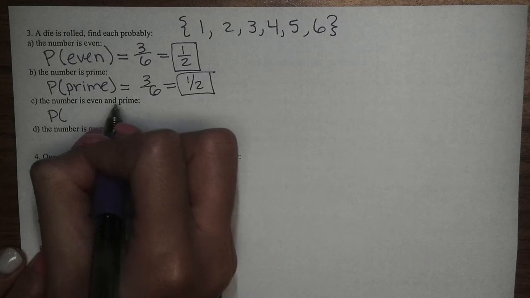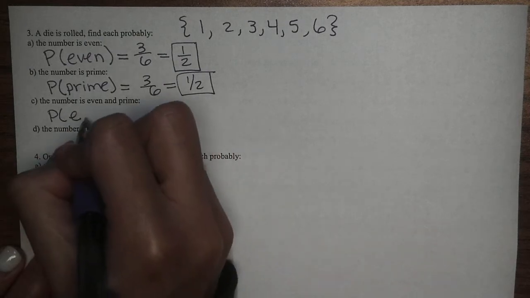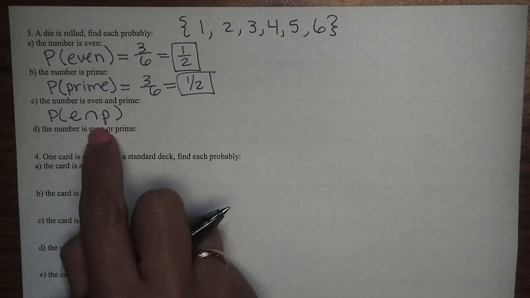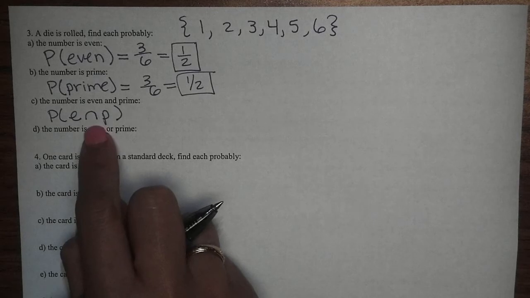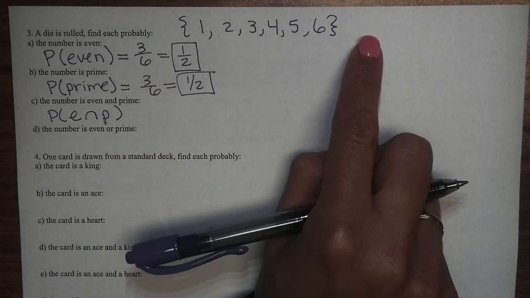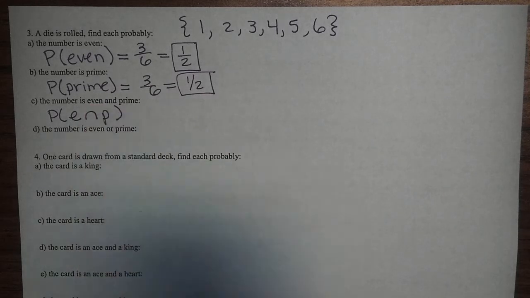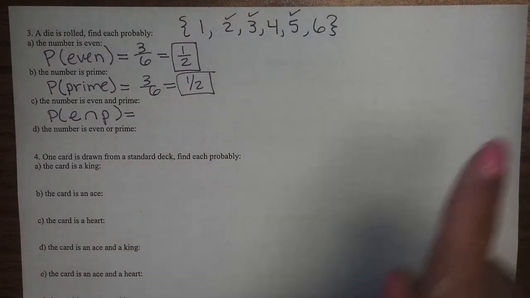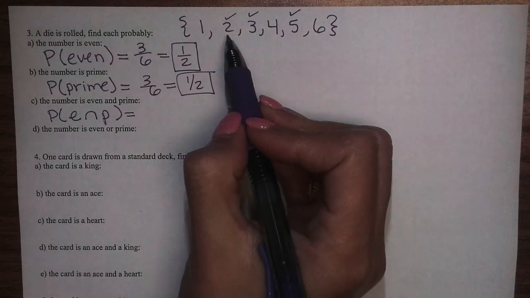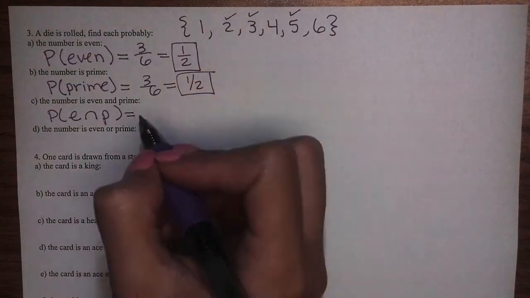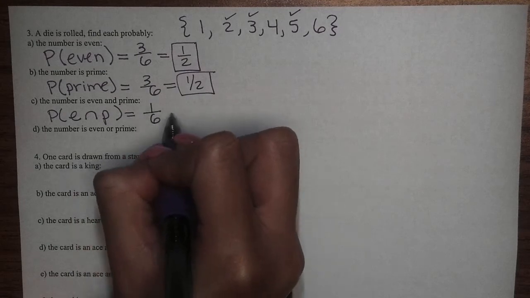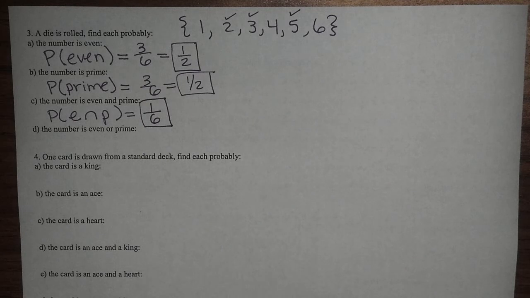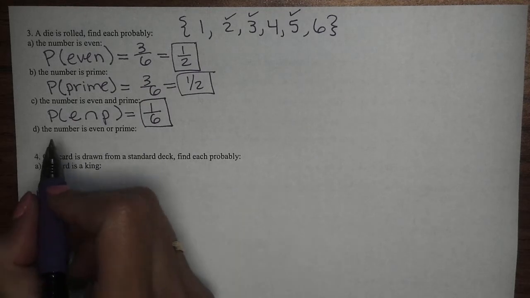Probability that the number is even and prime. So I'm abbreviating even with E, prime with P, and then this is the and symbol, the intersection. So you look at your numbers and you figure out which ones are both even and prime. So remember I told you the prime numbers were 2, 3, and 5. So now look at those and see which ones are both even and prime. It looks like only 2 is the only number that's both even and prime. So that's just one option out of the 6. So that is the probability of a number being both even and prime. It was only the number 2, so that's 1 out of 6 outcomes. So that's for letter C.